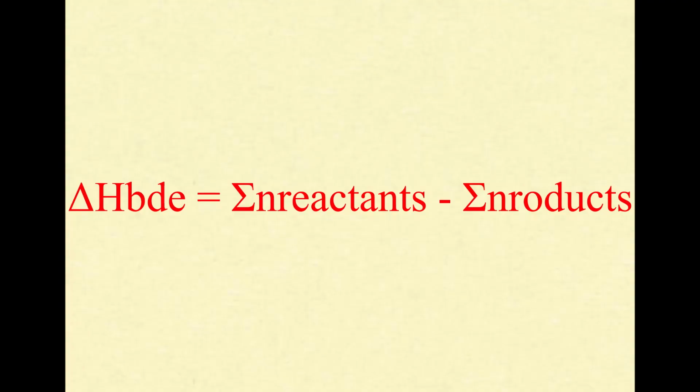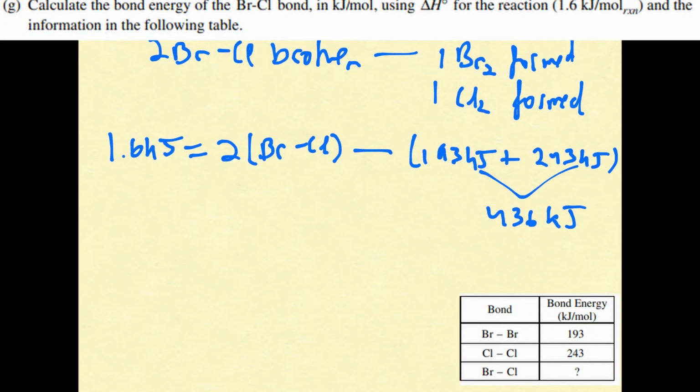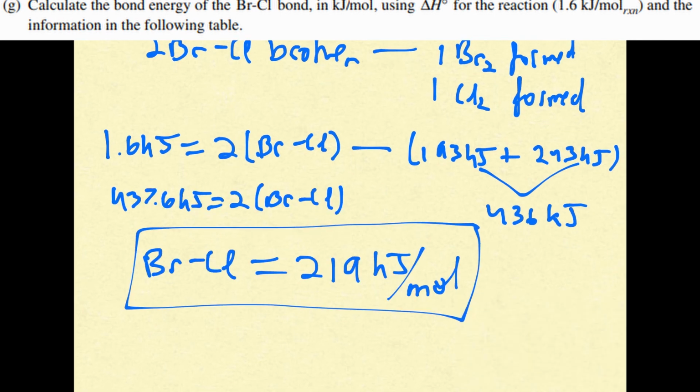The final part of this FRQ is a simple summation equation. Remember that with bond dissociation enthalpy, the equation is actually reactants minus products, not the other way around. When we set up the equation, we get these numbers. When we simplify and solve for our unknown, we get 219 kilojoules per mole.